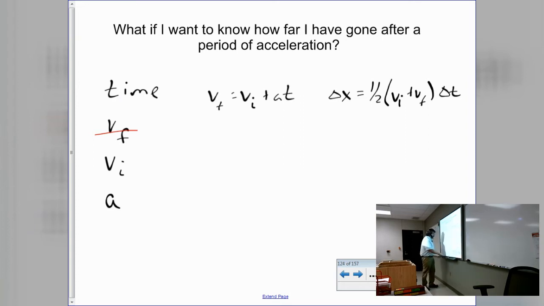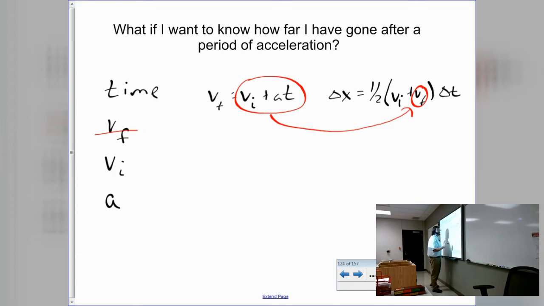So again, the issue is that we don't have a velocity final. But since I don't have a velocity final, I can substitute our first kinematic equation into velocity final in our second equation. That will replace the velocity final, which I don't have, with a velocity initial, which I do have, and allows me to, again, solve for my displacement. I just need to kind of clean it up a little bit. So let me replace that in there.